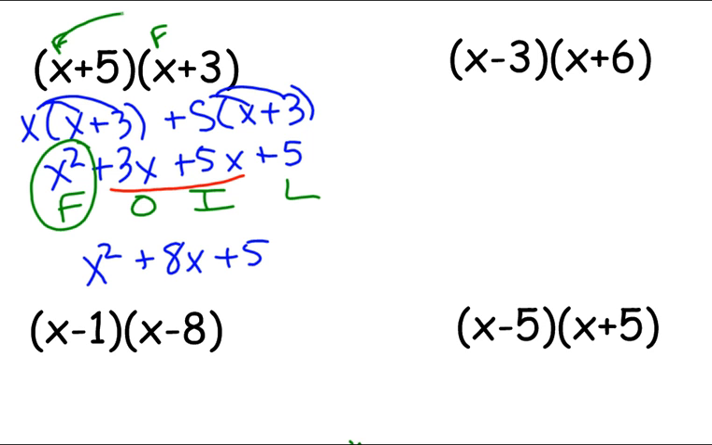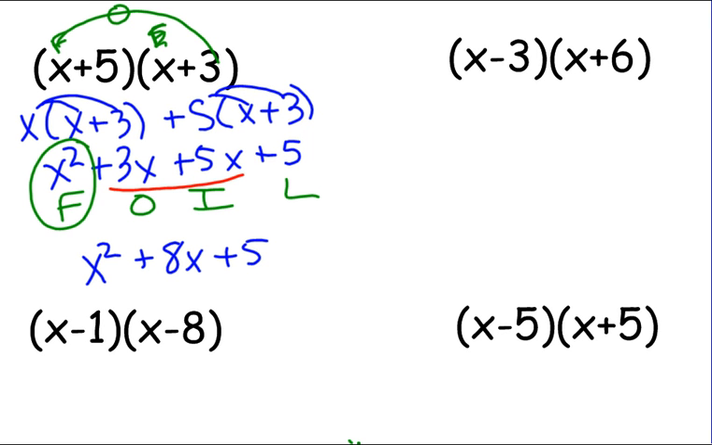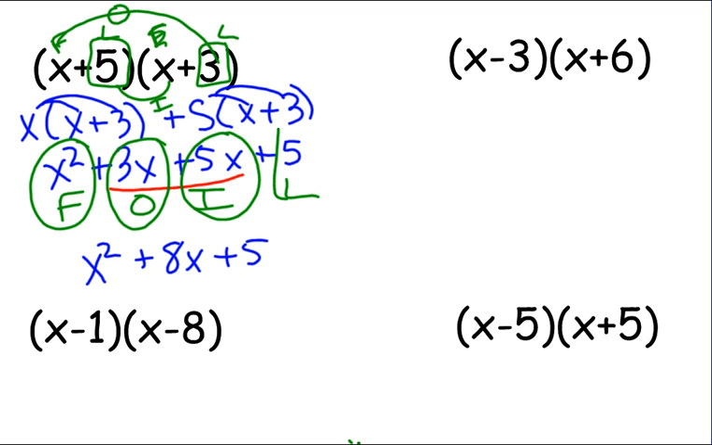Here are my outside values. The outside two values, the x and the 3, are how I got the 3x. These two were considered the inside values, and that's how I got my 5x. And then the last two values, I'm going to put an L by those, were how I got the 15.